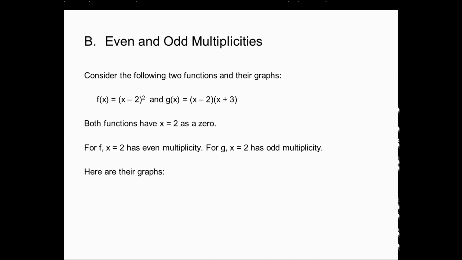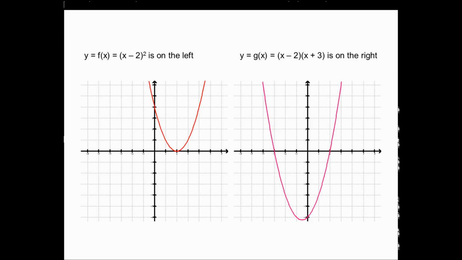Okay, here are their graphs. Remember, they're both parabolas, because if you were to square them out and do FOIL, you're going to see an x squared. So there's f of x equals x minus 2 squared, and this is g of x equals x minus 2 times x plus 3. They're crossing x equal 2 here, but for f of x, it's touching. This is touching, this is crossing. Some people refer to this as it bounces: it comes down, hits the x-axis, and bounces up again. But this is touching, this is crossing. This had even multiplicity, this had odd multiplicity.